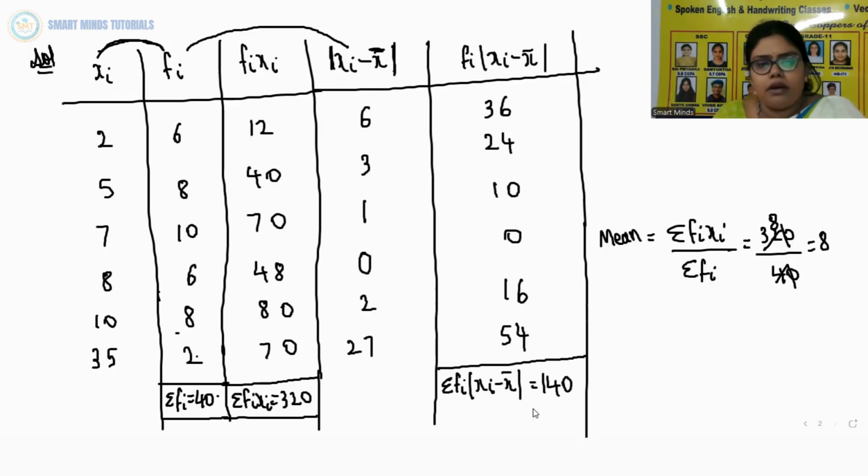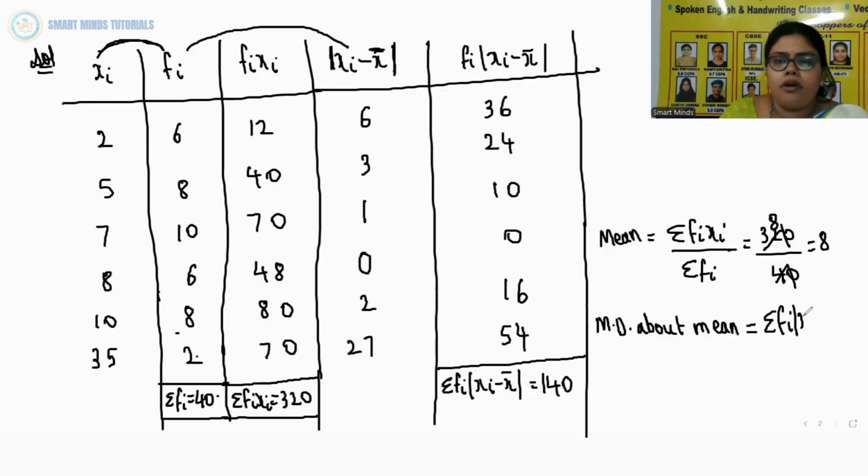Now we need to find out mean deviation about mean. Mean deviation about mean, I gave you a formula. What is that formula? Sigma fi mod xi minus x bar by n. N is same as sigma fi. N is sum of the frequencies. So that is 140 by 40. 0, 0 cancel. 2 7s are 14. 7 by 2 is 3.5. This is the final answer.